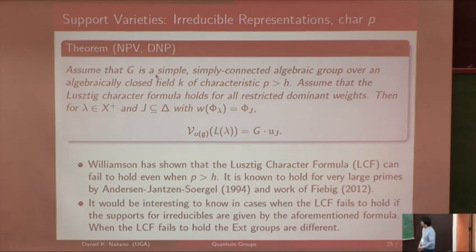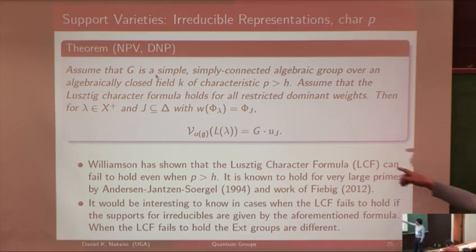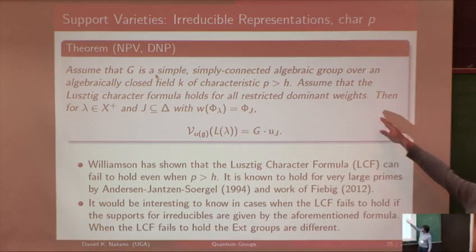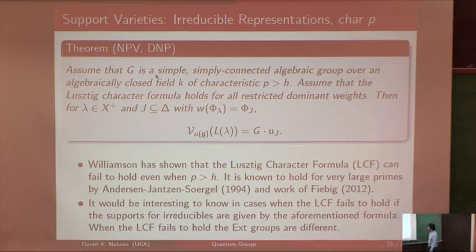All right, now let me connect things up with the positive characteristic situation. So Henning touched on this in his talk. If you take a simply connected algebraic group, you can look at the first Frobenius kernel. You could talk about support varieties over that. And it turns out, as long as this Lusztig character formula holds in that case for all restricted dominant weights, you get the same answer.